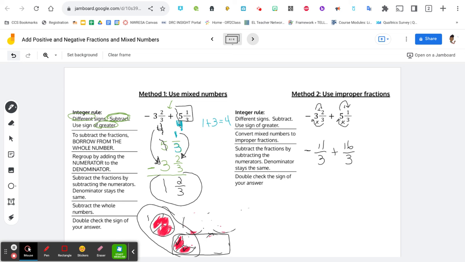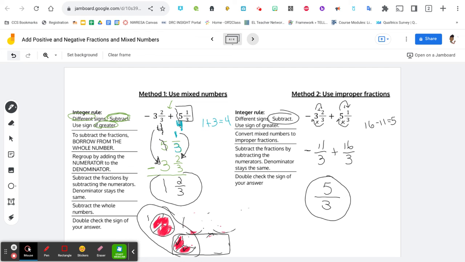Remember, we have to subtract the fractions. So 16 minus 11, I'm just subtracting the numerators, is going to give me 5. So that's going to be 5, and the denominator stays the same. And that's positive because 16 thirds is bigger.